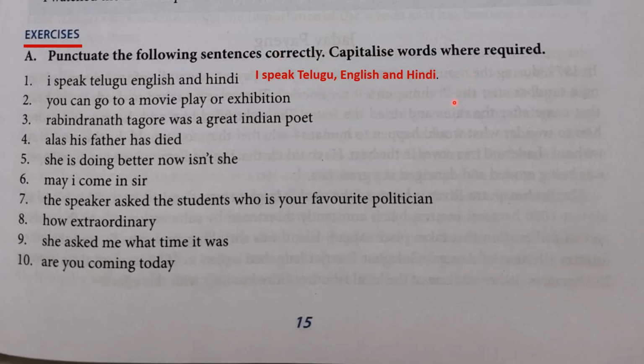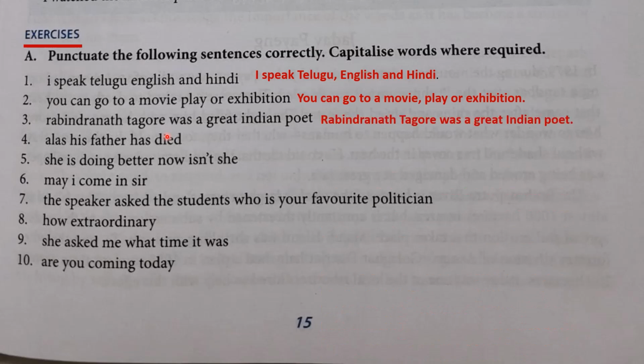So this is how you have to be very careful, and these types of questions are sure to come in your examination. Second sentence, you can go to a movie, play or exhibition. Here also a list is there: movie, play or exhibition. So you can go to a movie, comma, play or exhibition, full stop. You with a capital Y. Rabindranath Tagore was a great Indian poet. Rabindranath Tagore is a proper noun, so it should be written in a capital letter. R and T capital, was a great Indian poet. Indian, I capital. After poet, the sentence is coming to an end, so full stop.